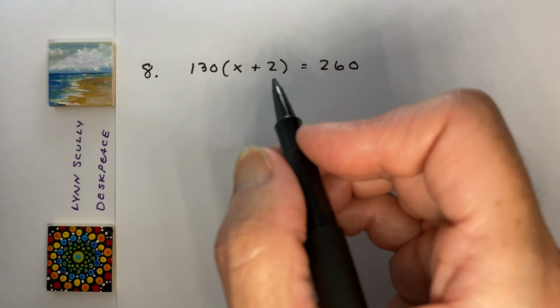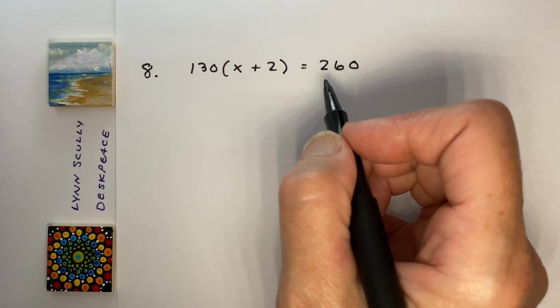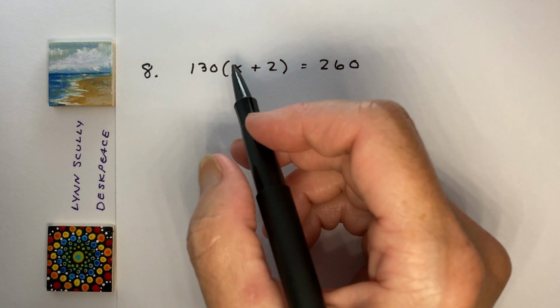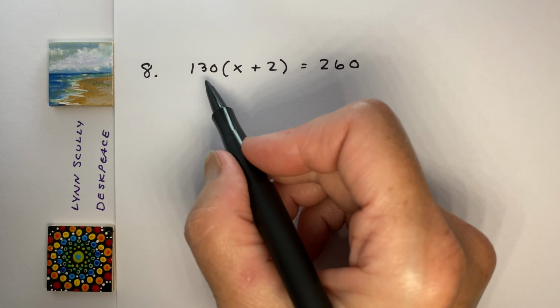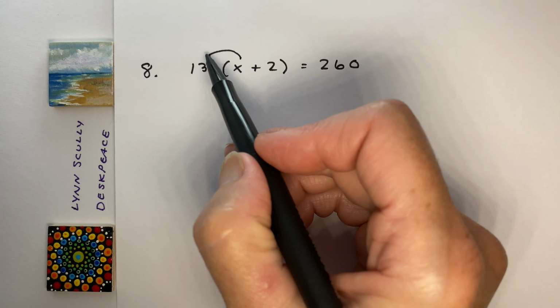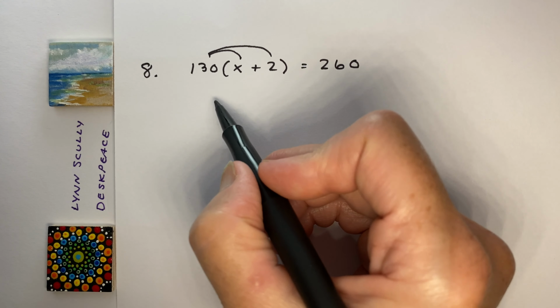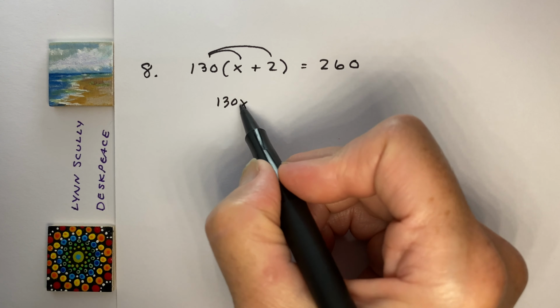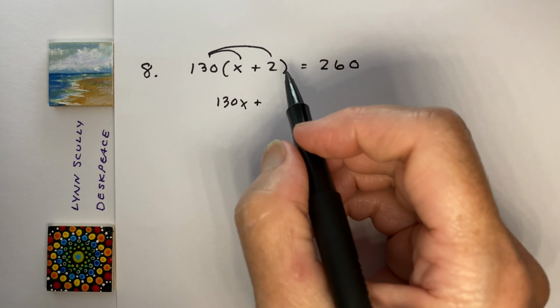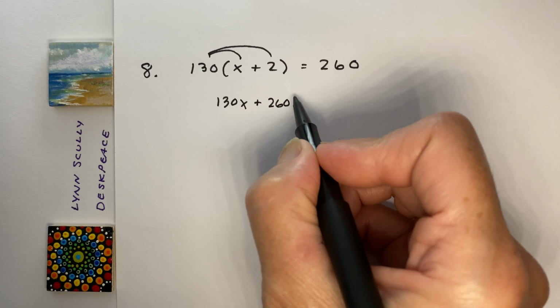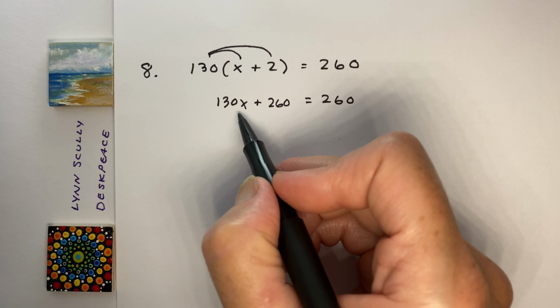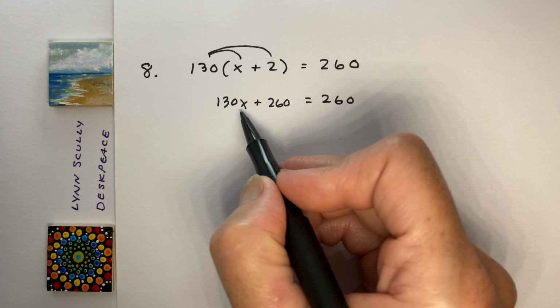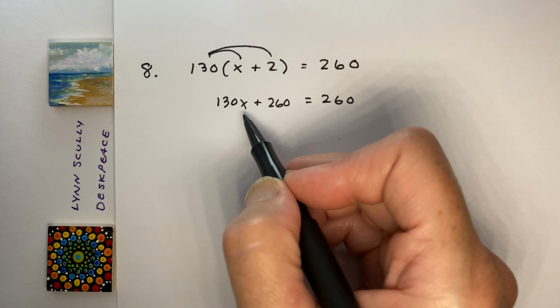Number 8, 130 times x plus 2 equals 260. I am not going to write out the package x plus 2 130 times. I'm going to distribute. 130 times x is 130 x's plus 2 times 130 is 260 equals 260. My x is positive, so I know I don't have to move this term. I just have to get the x alone.